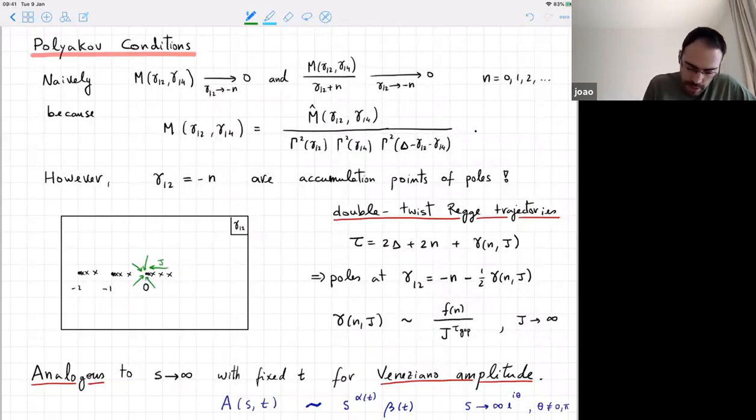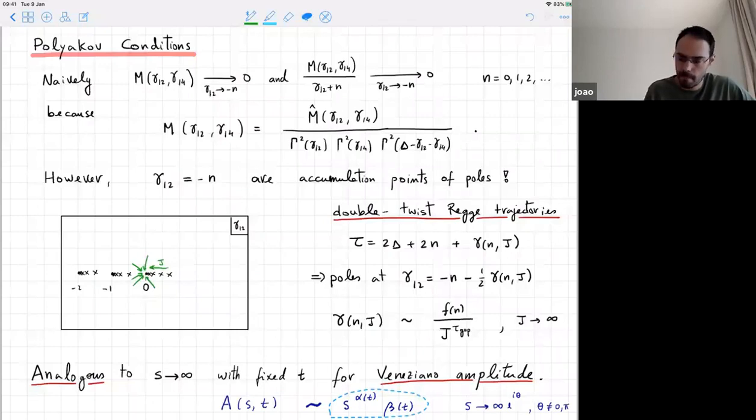And indeed, what we'll see is that it's a Regge-like behavior. It will be a power law in gamma 1 2 with the exponent depending on the other variable that is kept fixed, gamma 1 4. Exactly like in the Regge limit of the Veneziano amplitude, where you take s to infinity and the exponent depends on t. So that's what we expect non-perturbatively about these points.